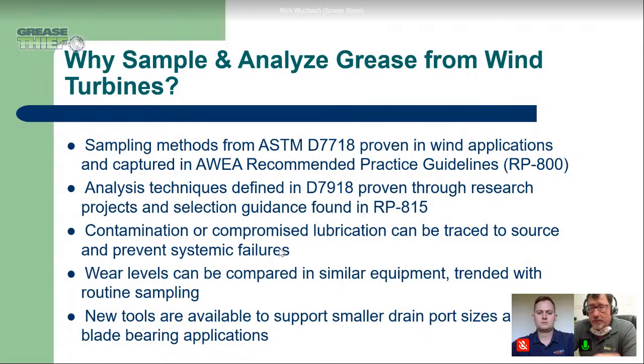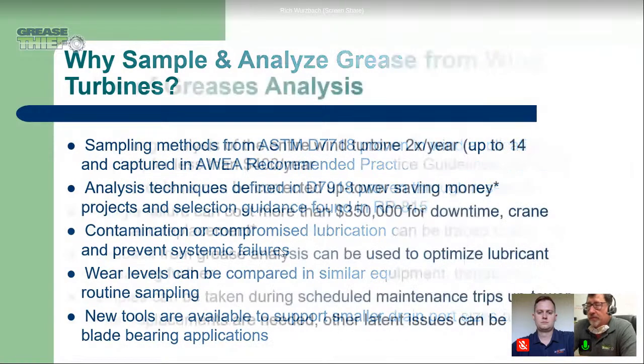Our wear levels can be compared to similar equipment. This really works out well for wind turbines, where you typically have a farm with a distribution of very similarly designed, often the same OEM, under the same kind of environmental conditions and fairly similar operating histories that includes the rate of grease replenishment. And so we can group them together and trend them with routine sampling. And then there are some new tools available that we'll talk about today to support even smaller drain sizes or different blade bearing applications.